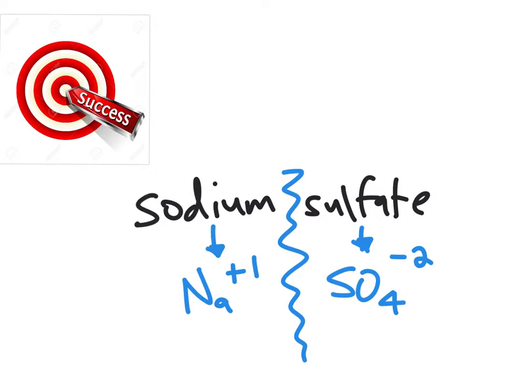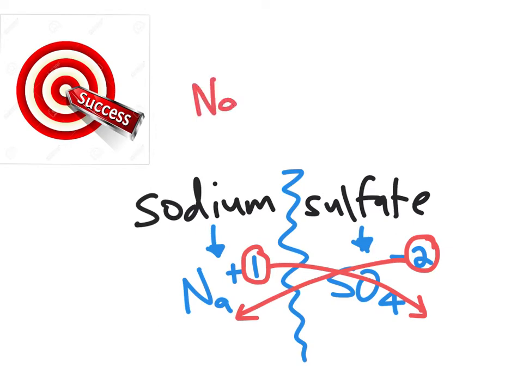And just like with our binary compounds, at this point, we're going to circle the number, not the plus or the minus sign, just the number, and then we would cross those over to the other ions. So this is going to be Na2SO4. And again, because the 1 is the thing that came down, we don't write 1s down as subscripts.